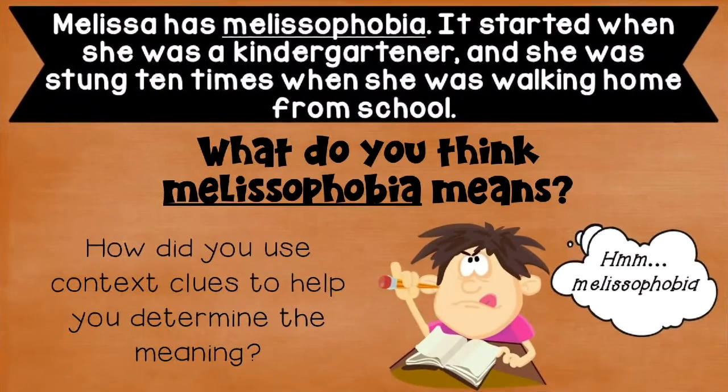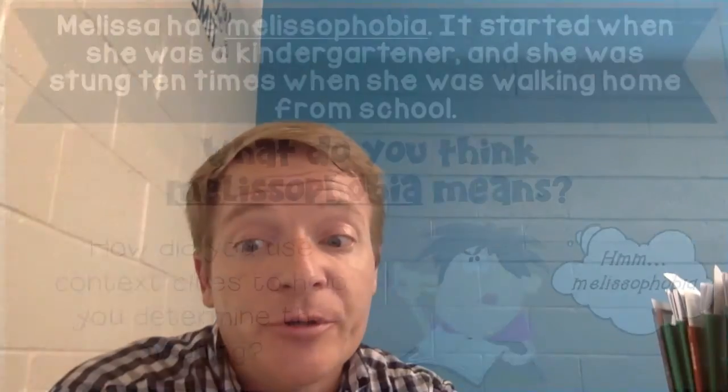Melissa has melissophobia. It started when she was a kindergartner, and she was stung 10 times when she was walking home from school. What do you think melissophobia means? Okay, there's a clue here. If I go up, she was stung 10 times when she was walking home from school. What do you think that could possibly be? Because if she was stung 10 times, that kind of gives you a clue. What stings? I can think of things. Some people are allergic to them, including me. So what do you think it is? It's a fear of bees. She doesn't like bees.